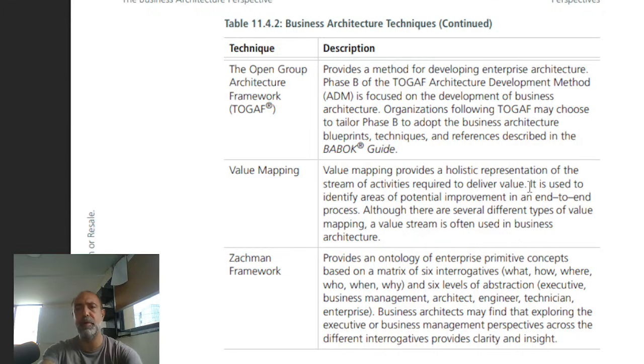It provides a method for developing enterprise architecture. Phase B of the TOGAF architecture development method is focused on the development of business architecture. Organizations following TOGAF may choose to tailor Phase B to adopt the business architecture.